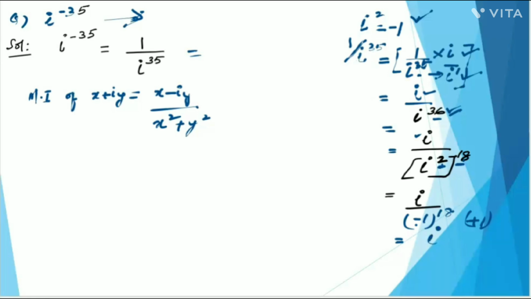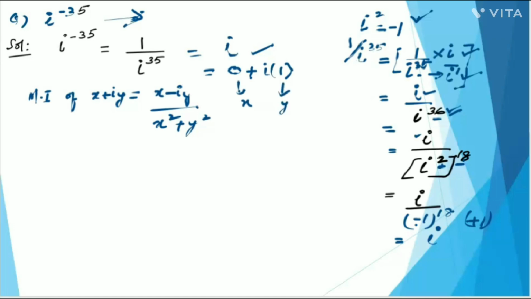So now 1 by i to the power of 35, I can write it as i. This I can write in the form of complex numbers: real part is 0, plus i into 1. 0 plus i into 1 is again i. So I am playing again with the numbers. Here this will be x and 1 is y.